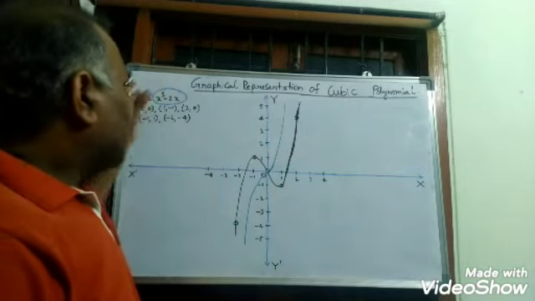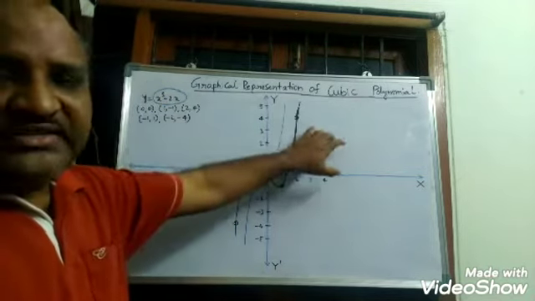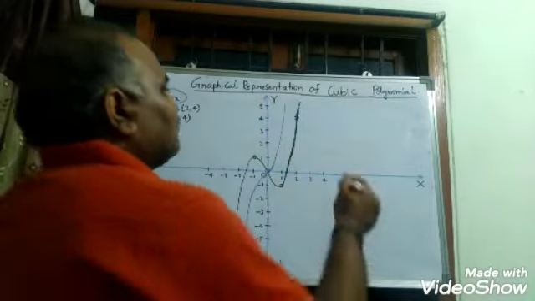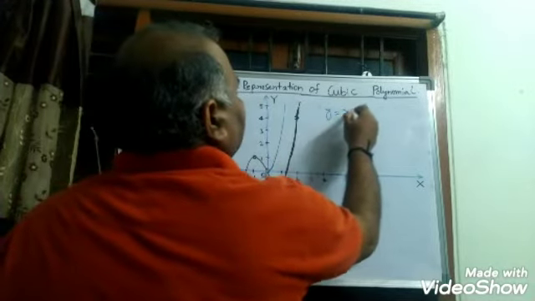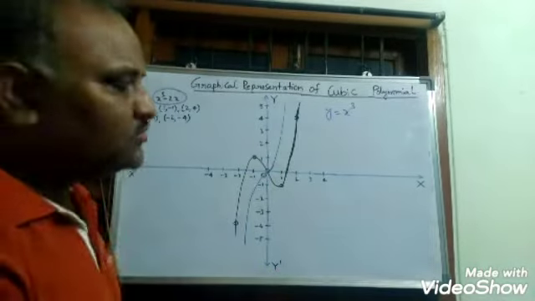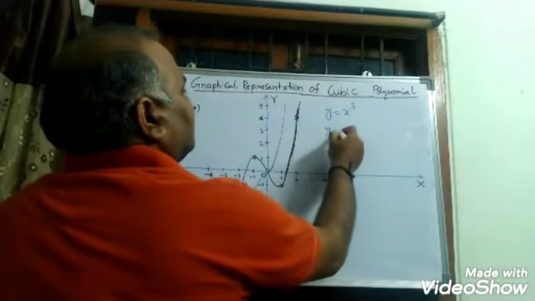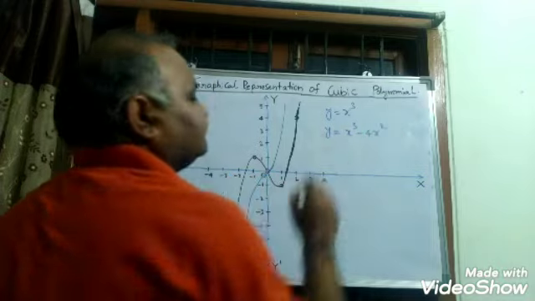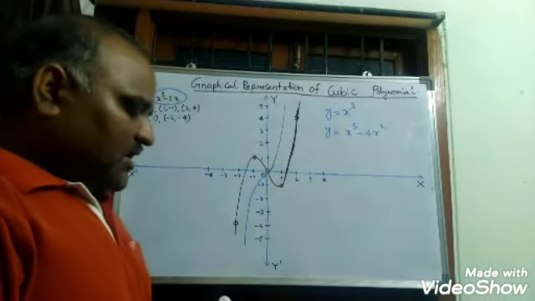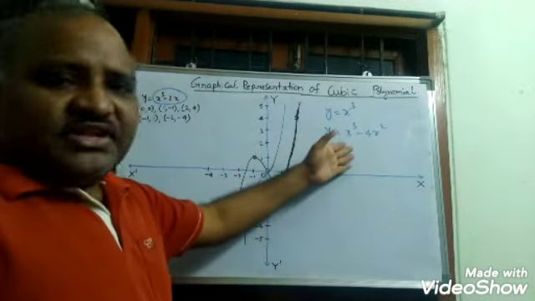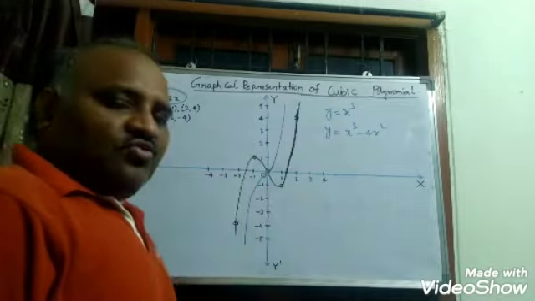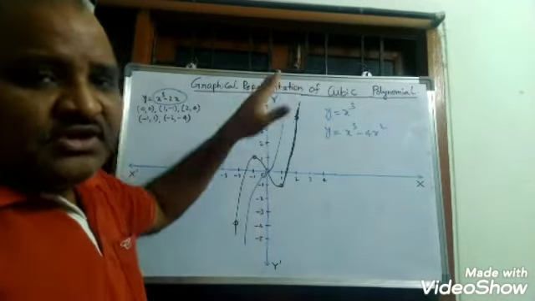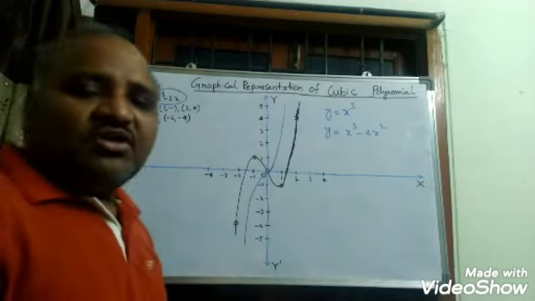And not only this, we can see some more examples. You can have y equal to x cube, one more graph you can draw on your own. In a similar way, y equal to x cube minus 4x square. These examples were given in the textbook already. Even you can take your own examples to draw the graph and to verify whether you have drawn correct or wrong.